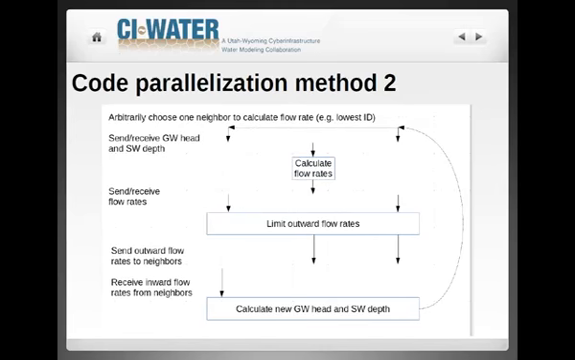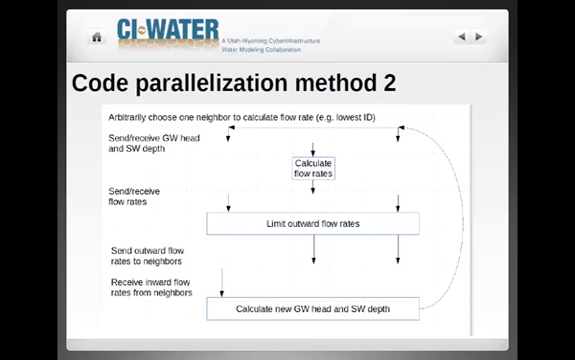We have 2 methods that we've identified for parallelizing the code. In the first one, across the interface or a boundary between 2 mesh elements, both of those mesh elements know the head condition of their neighbors and the head condition in their own element. So they can each calculate the same flow across that common boundary. Because you would send the groundwater head and surface water depth to your neighbors, and then you would receive the updated groundwater head and surface water depth from your neighbors.